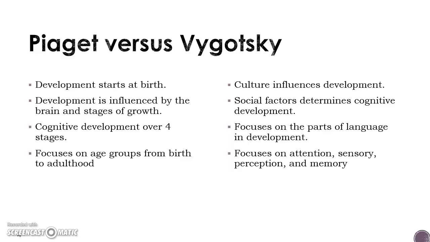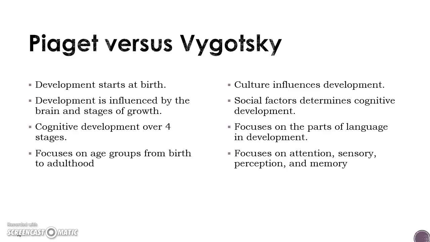Piaget versus Vygotsky. The development starts at birth. For Piaget, the development is influenced by the brain and stages of growth. The cognitive development over 4 stages focuses on age groups from birth to adulthood. Vygotsky says that culture influences development. To a certain extent, I agree, because you don't know where a child comes from and what they're going through when they're being brought up into their development.